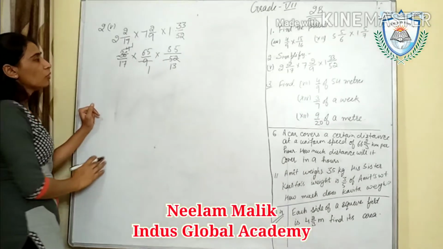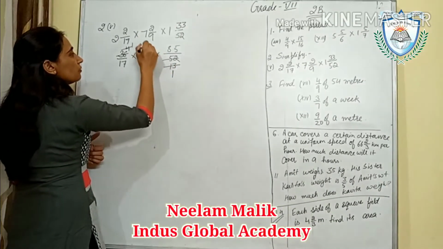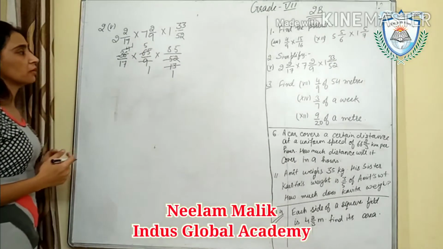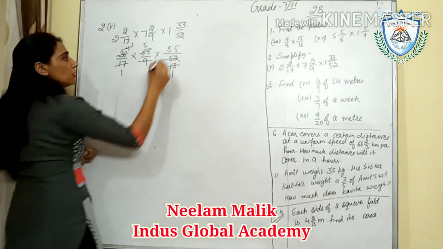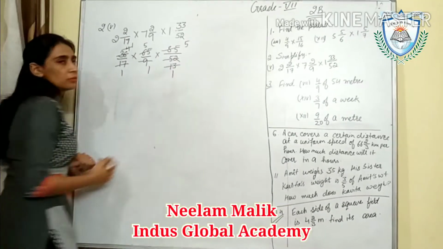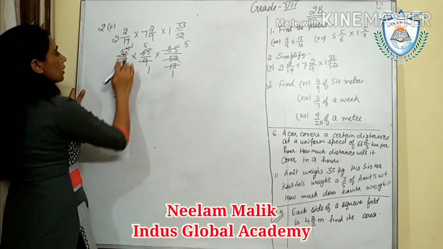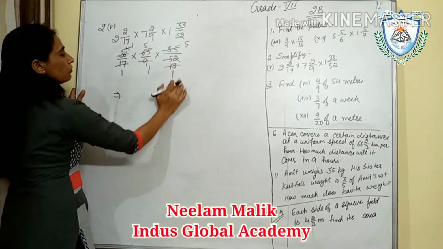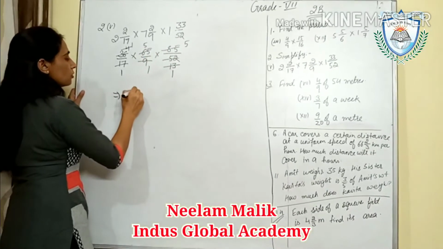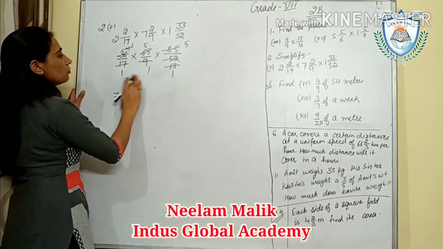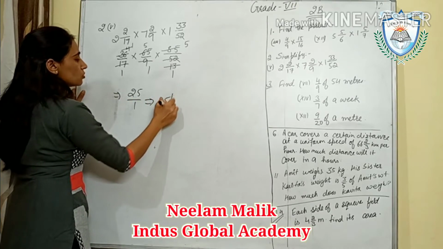Okay, now 13 1s are 13 and 13 5s are 65. Now 17 1s are 17 and 17 5s are 85. Now what is left here? Here is 1, 1, here is 5, 1, 5. So 1 5 and 5, 5 5s are 25. What is the denominator? 1 into 1 into 1, that is 1. That means our answer is 25.